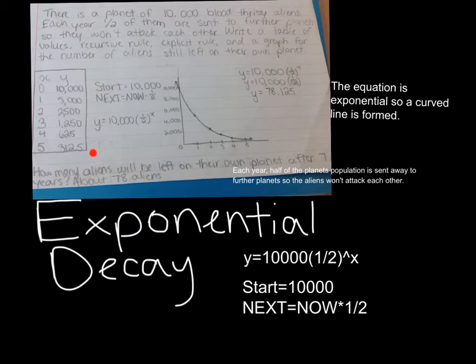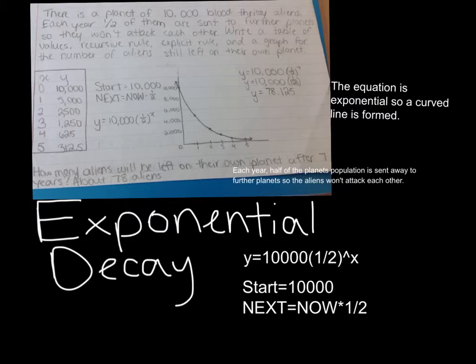So now, we start with the graph. There's a start of 10,000 aliens on the planet when no time passes. Each year, half of them are gone. So to get from the number I have now to the next number, I have to divide by 2 or multiply by 1/2. When I multiplied by half, I got 5,000. When I multiplied that by half, I got 2,500, and then I kept on multiplying by half until I got to the fifth year.